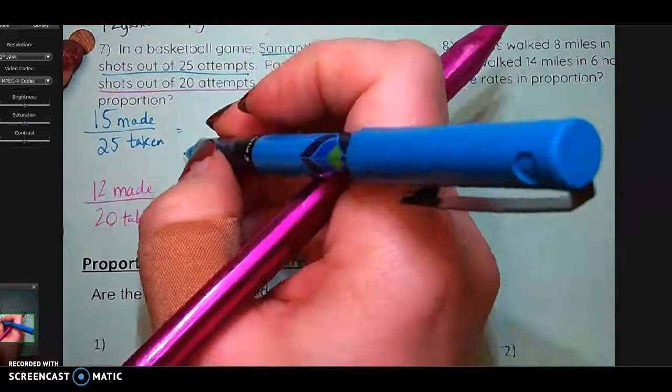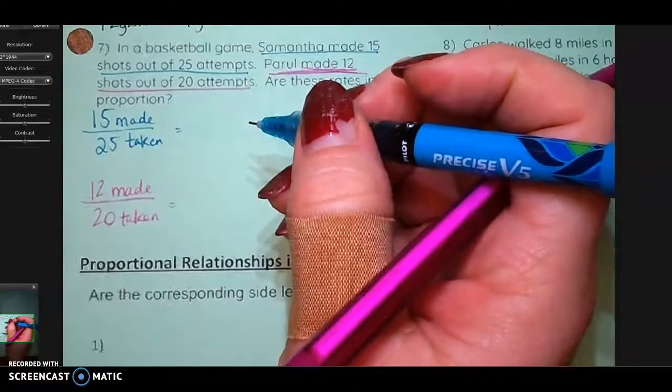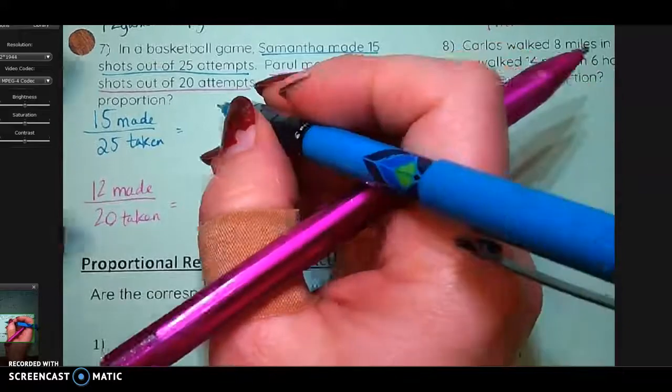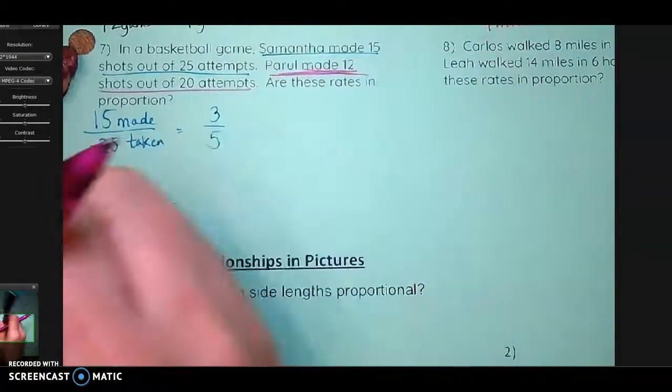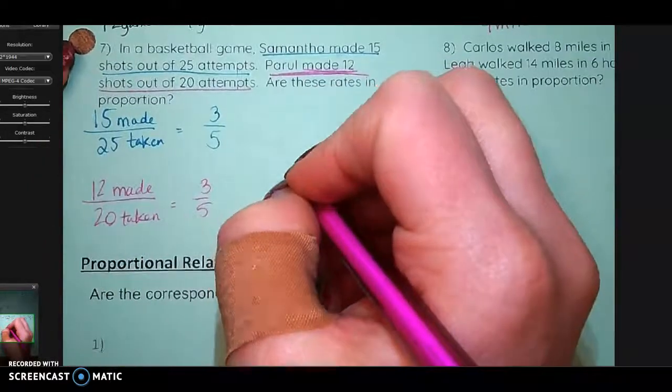So when I do 15 over 25, I can reduce that. I could also turn it into a decimal, so I could look at and compare the decimals as well. So I could reduce this. I could divide by 5 and get 3 over 5. And here if I reduce by 4, I also get 3 over 5.